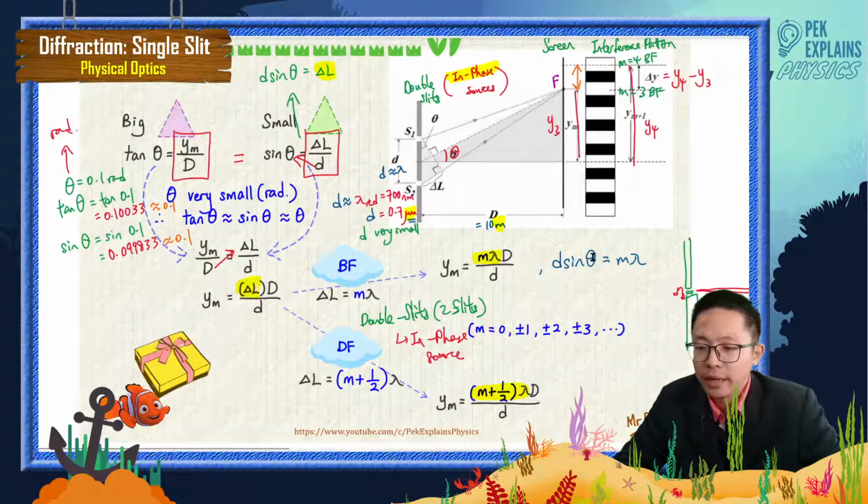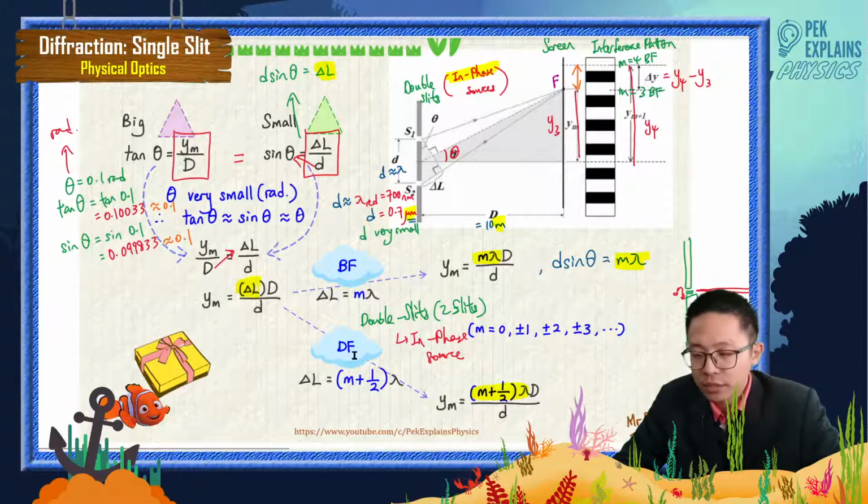Okay, m lambda, the same thing as the ym here. ym here is m lambda D over d. This one, d sine theta equal to m lambda also. So if d sine theta equals m lambda, the ym also has m lambda. You see that? m lambda, m lambda.